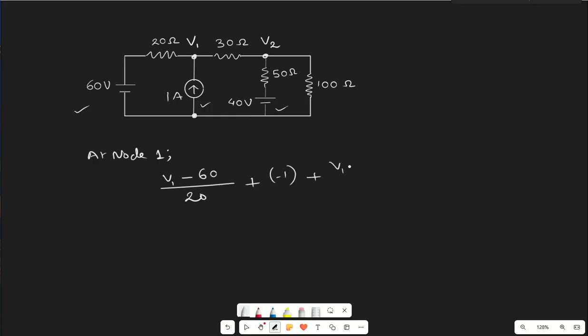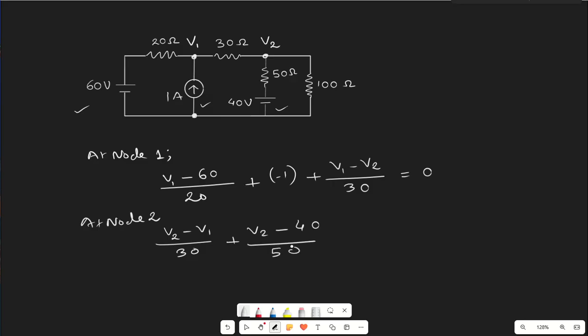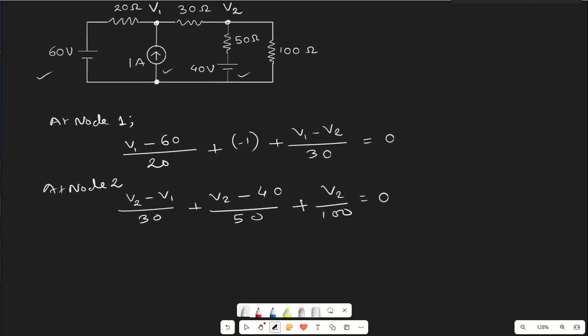Then next one is plus (V1 minus V2) divided by 30 equals 0. This is our first equation. The second equation will be at node 2. We have (V2 minus V1) divided by 30 plus (V2 minus 40) divided by 50, then plus the last one, V2 divided by 100, equals 0.